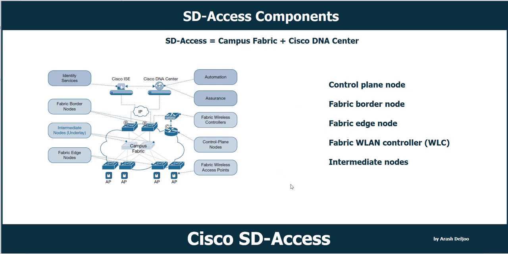The two main components of Cisco SD-Access are Cisco Campus Fabric, which I explained before, including underlay and overlay, and Cisco DNA Center. The Cisco DNA Center, or Cisco Catalyst Center, offers automation and assurance to create and monitor the Cisco Campus Fabric.